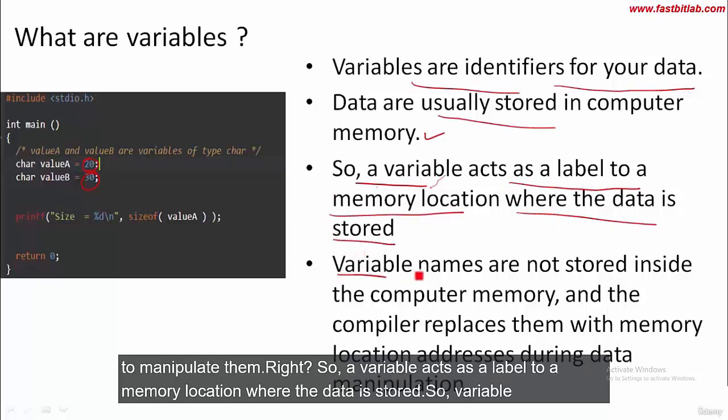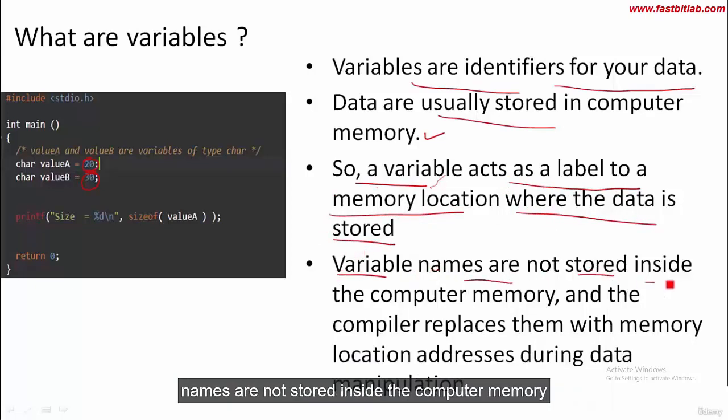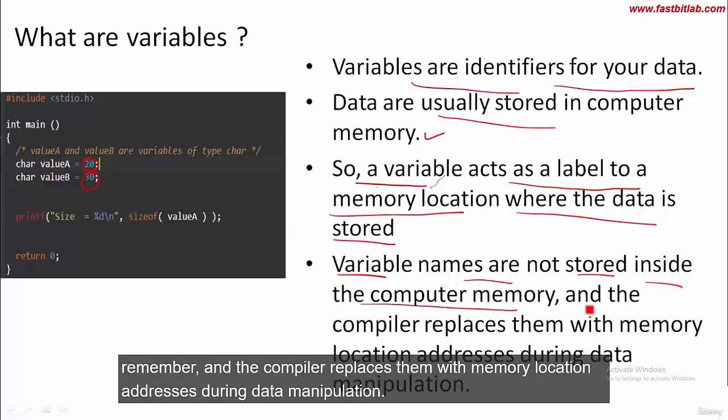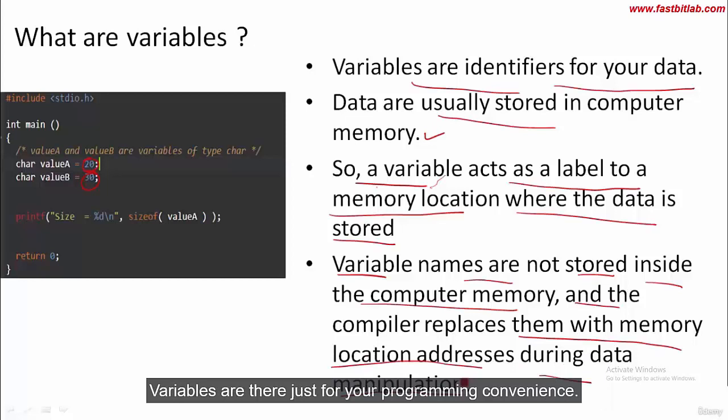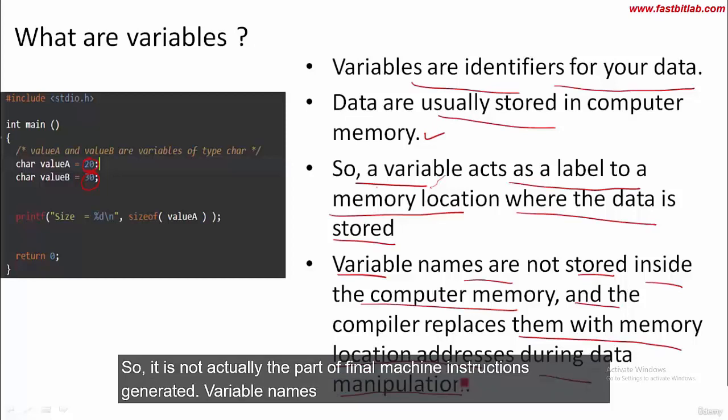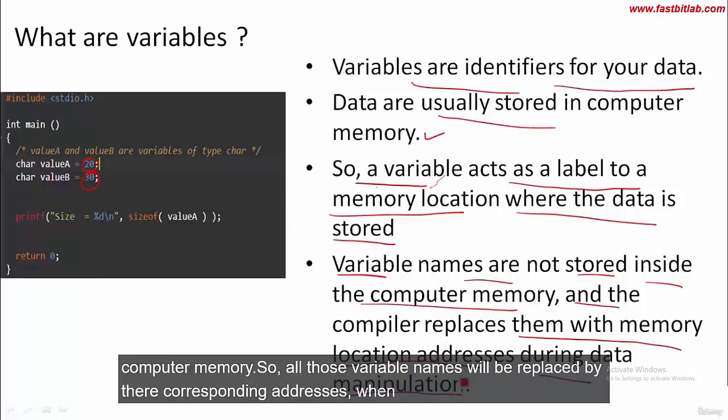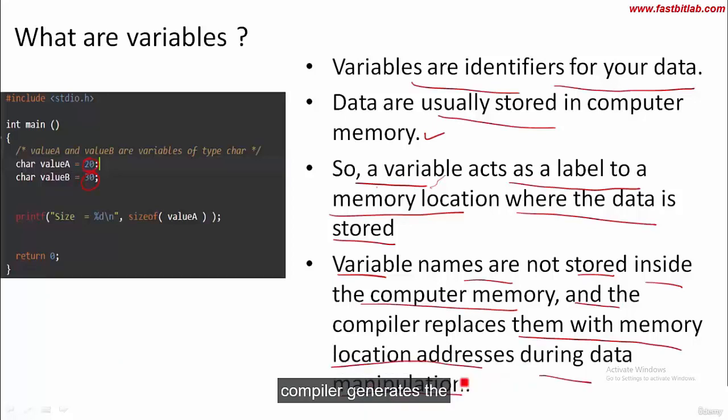Variable names are not stored inside the computer memory, remember, and the compiler replaces them with memory location addresses during data manipulation. Variables are there just for your programming convenience. It is not actually part of the final machine instructions generated. Variable names will not be stored inside the computer memory. All those variable names will be replaced by their corresponding addresses when the compiler generates the instructions.